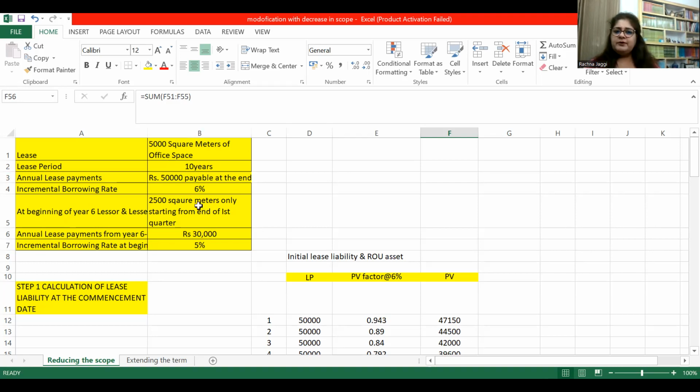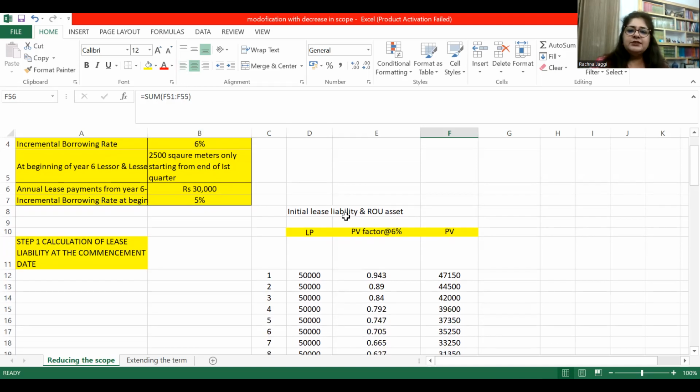So these are some of the steps that we will follow. First of all, we need to know how much will be the lease liability and how much will be the ROU as per the original lease terms. The original lease terms give us that the lease period is 10 years, annual lease payment 50,000, incremental borrowing rate 6%. On the basis of these figures, we will calculate the initial lease liability and ROU.